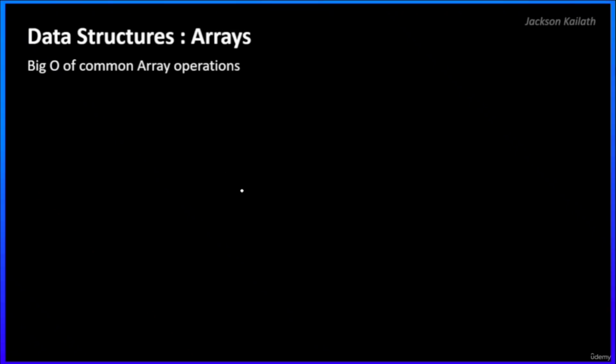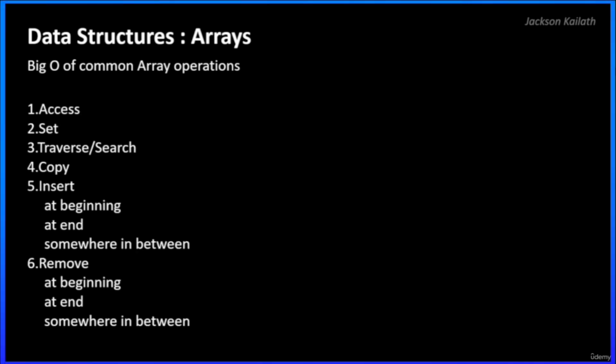In this video, we are going to analyze the time and space complexity of common operations on arrays. Now, these are the operations that we will analyze: accessing from an array, setting the value at a particular index in an array with a value, traversing the array, copying the array and creating a new array, inserting to the array at various positions, and removing from the array at various positions.